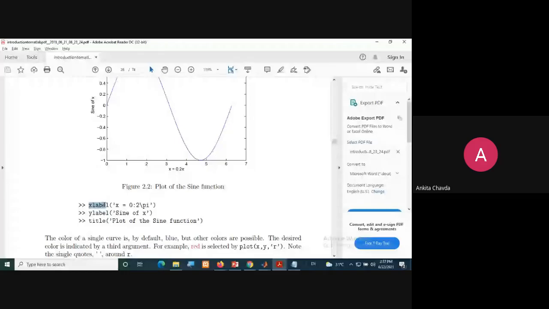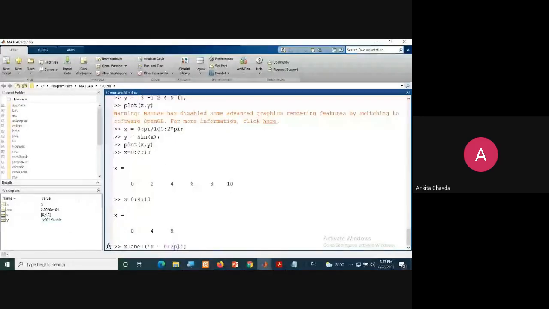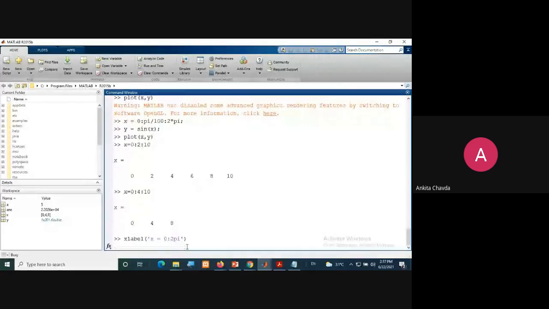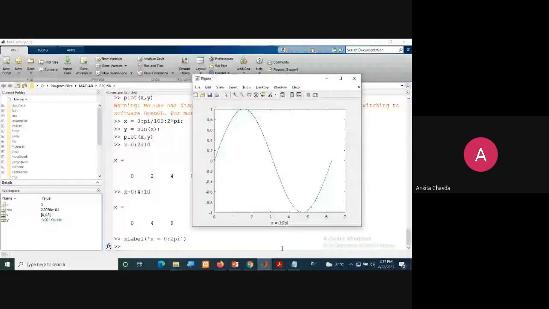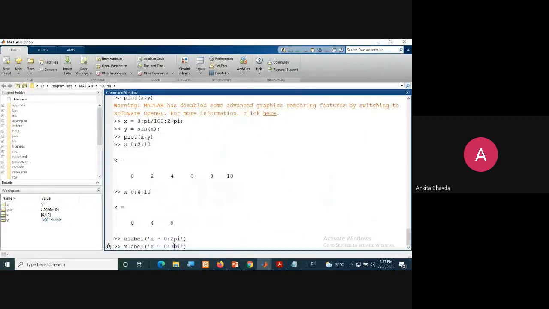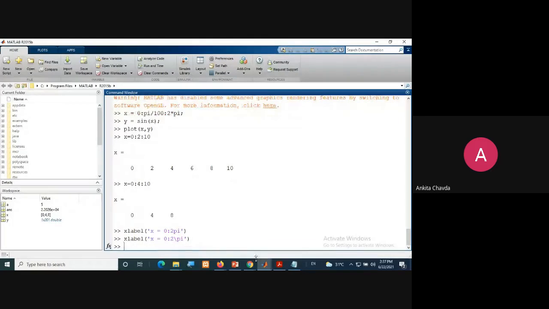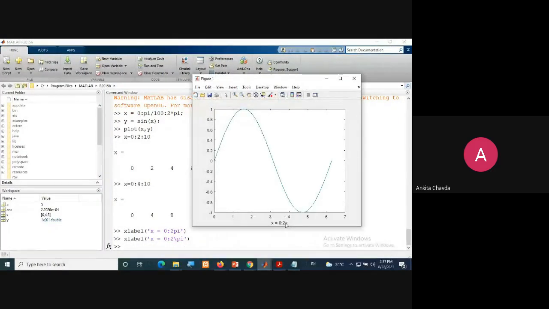But see, if you write pi directly, I'll just show you. If you write like this, here x is from 0 to 2 pi. So it will print the word pi. But I don't want that pi word. Instead, I want the pi symbol. Are you getting what I'm saying? So for that, if you put a slash here, it will print the pi symbol in MATLAB. So check again. Can you see this pi symbol? Fine? Yes, ma'am.